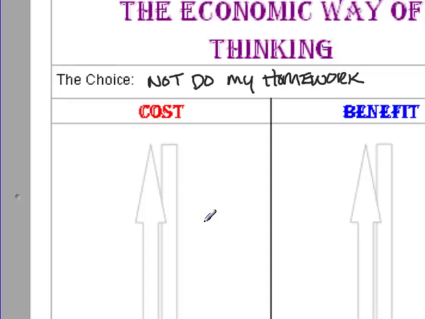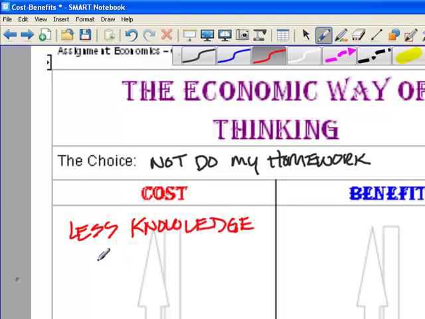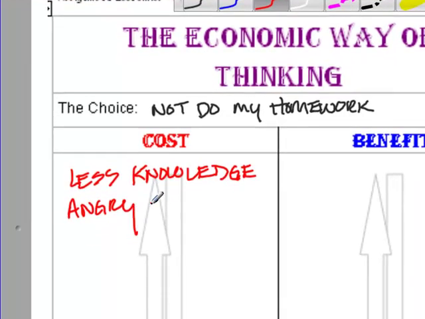So make sure that you choose which side you're going to do, and you stick with that side and only do the costs for making that decision. So we're going to look at the costs of not doing homework. Okay, I'm just going to go ahead and write some up here. I think that one of the costs to not doing homework is less knowledge. If the homework is meaningful, this should be the case. I think that a cost of not doing your homework is angry parents.